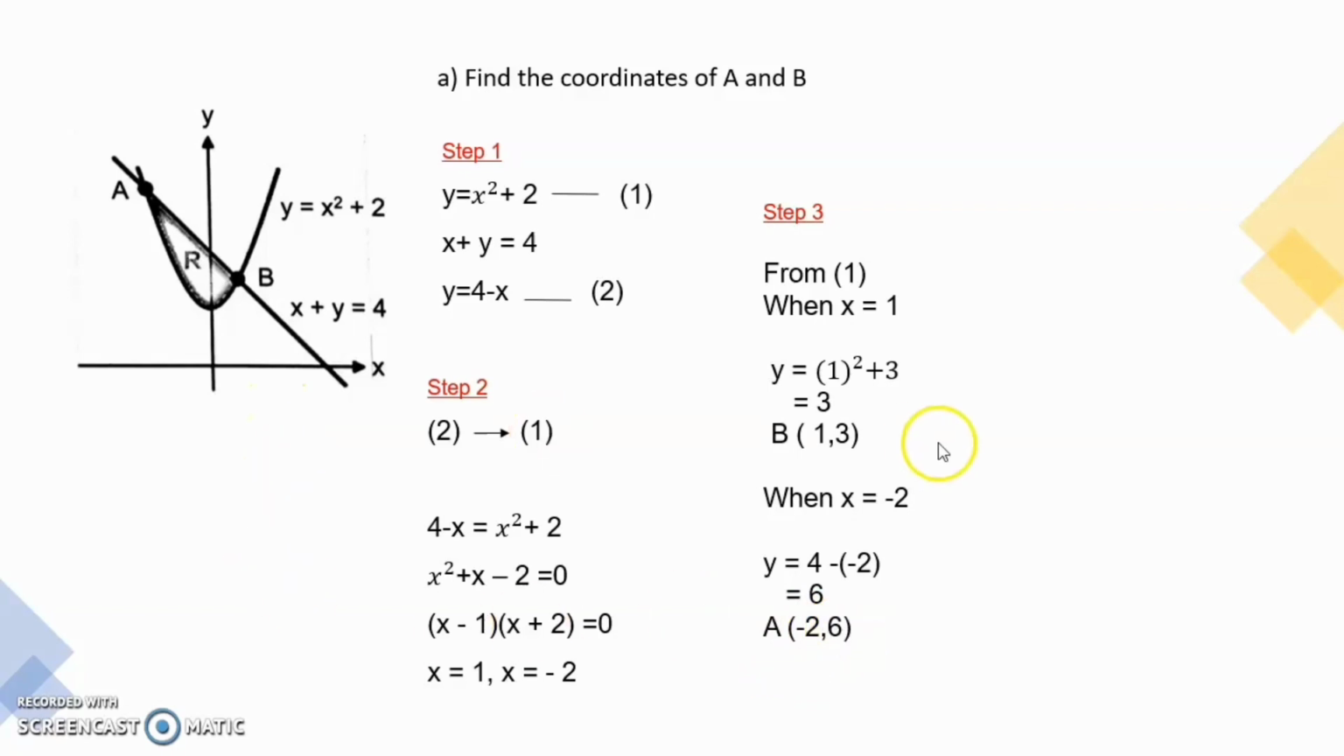How to determine which one is A and which one is B? So we need to look at the figure. From this, we know that A has a negative value for x. So we know that -2 and 6 is the coordinate for A. So this is how to find the coordinates A and B. That's all for the solution for question A.